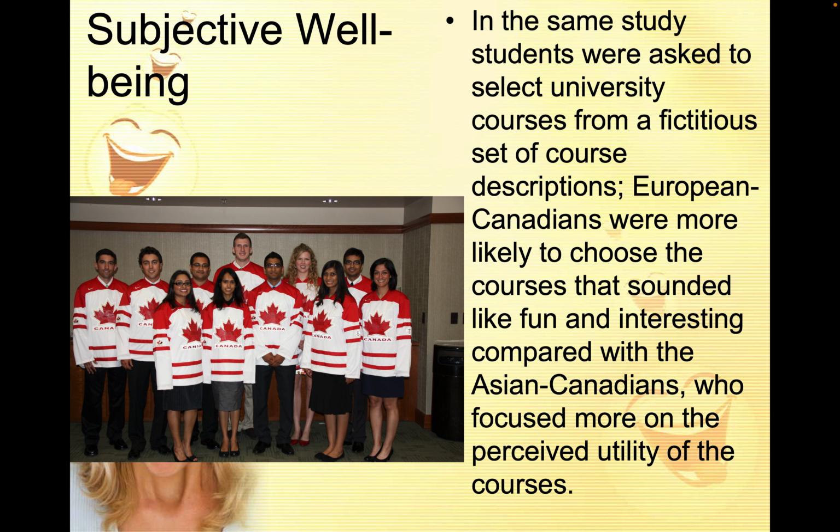In the same study, students were asked to select university courses from a fictitious set of course descriptions. European Canadians were more likely to choose courses that sounded like fun and interesting compared with the Asian Canadians, who focused more on the perceived utility of the courses.